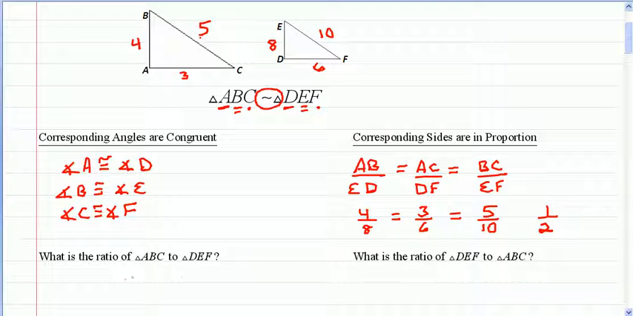So when it asks for the ratio of ABC to DEF, we can pick any one of these three sides that we looked at in the corresponding sides, or we can just say that it's equal to 1/2. But be careful that you look at the order correctly. If they ask for the ratio of DEF to ABC, then it would be 2 over 1.